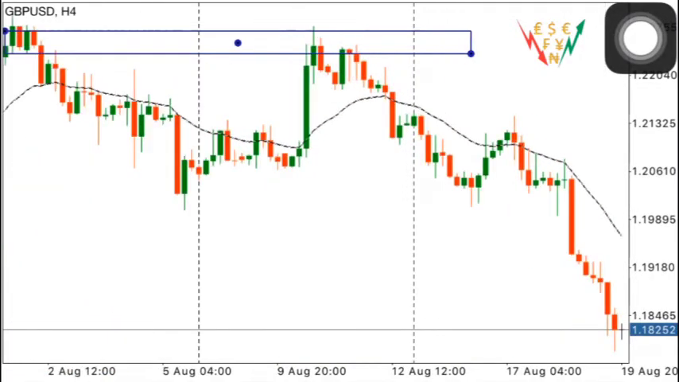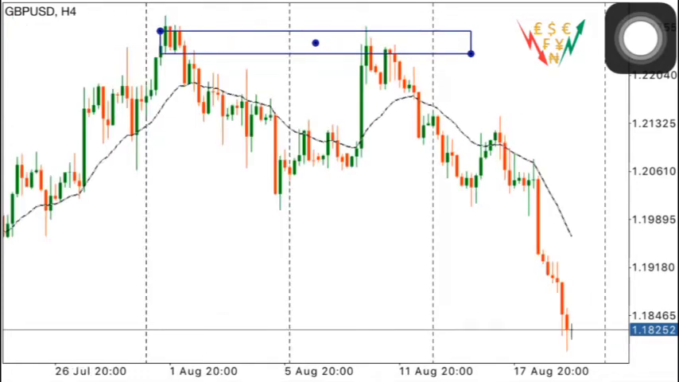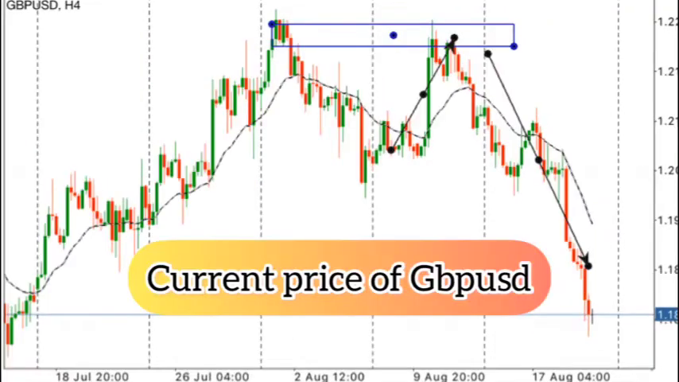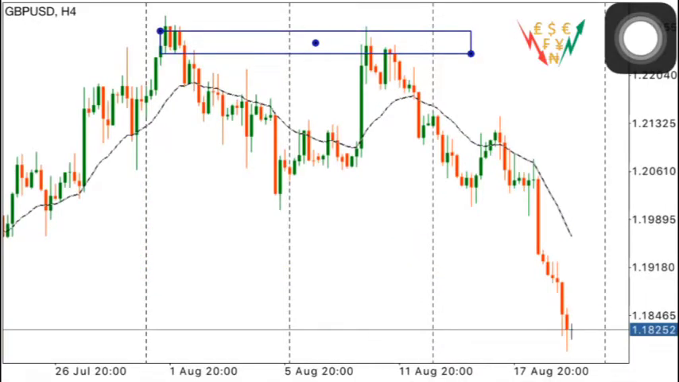So on this particular content, like I earlier said, we will be sharing with you how we analyzed and made profit from the pound USD trade and analysis, which was shared on the 6th of August. So guys, remember on the 6th of August, after the release of the NFP on the 5th, we shared with you our sentimental bias and direction on the pound USD analysis.